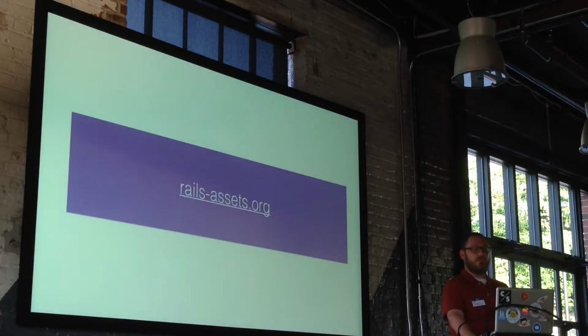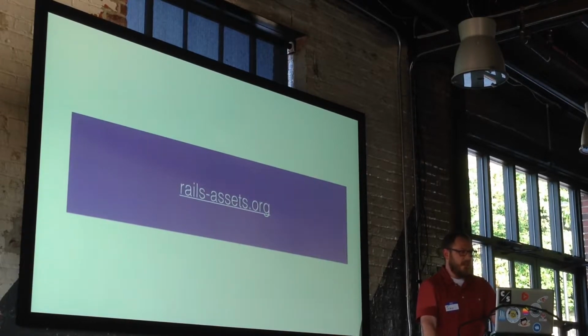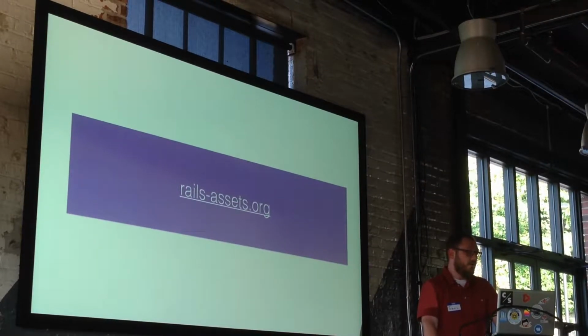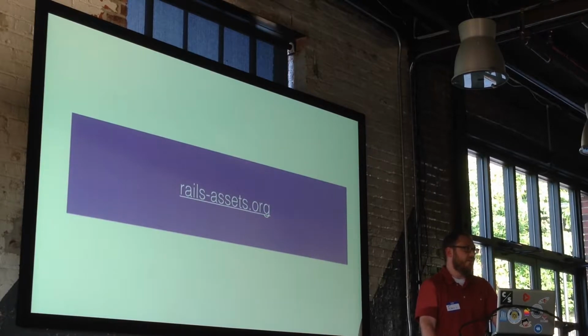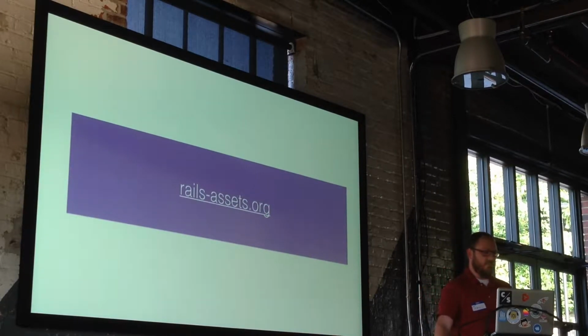So the first option is railsassets.org. I don't know if any of you guys have used this, but it's kind of a poor man's Bower. It actually uses Bower, so it's a way to get Bower without actually having another package manager installed.